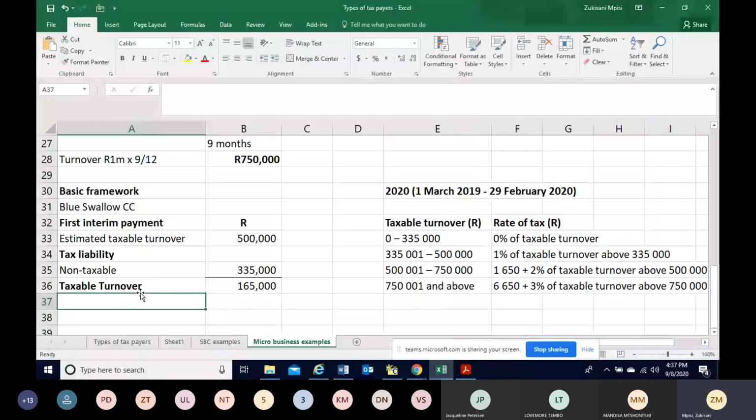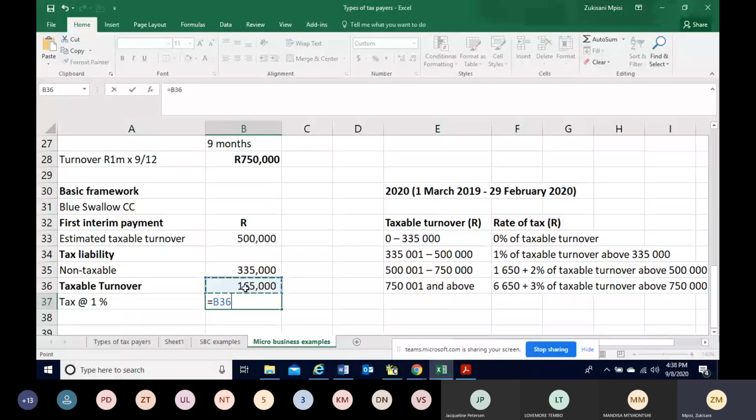How much is taxable? If we were applying an income tax, we would say this is your taxable income. But because it is a micro business, the language we use is taxable turnover. So the tax that will now be applicable is at 1%, which is 165,000 times 1%, which gives you 1,650.